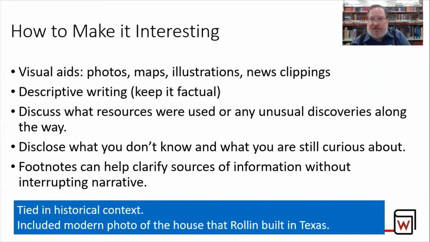And how to make it interesting. So by visual aids: photos, we saw the picture of the house, maps, illustrations, news clippings, descriptive writing. Keep it factual, but descriptive writing. Discuss what resources were used or unusual discoveries along the way. Your reader wants to know, how did you find that out? Where did you find that document? I would like to read that in its entirety. So document those interesting finds that you find along the way, because it makes it interesting and also informs the reader.